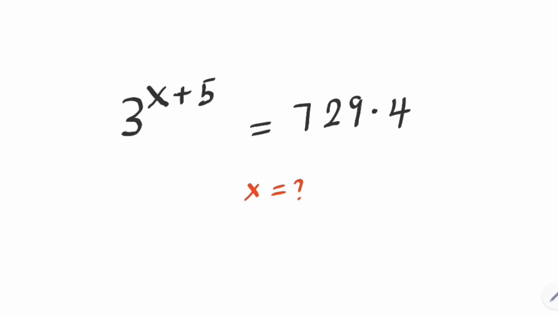Today we want to find the value of x from this given nice math exponential problem. 3 raised to power x plus 5 is equal to 729 multiplied by 4. Can you solve this? If you have a better method, kindly put it in the comment section.